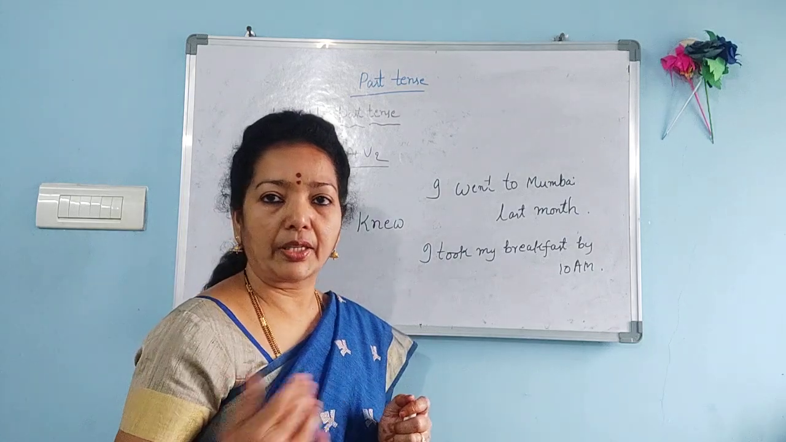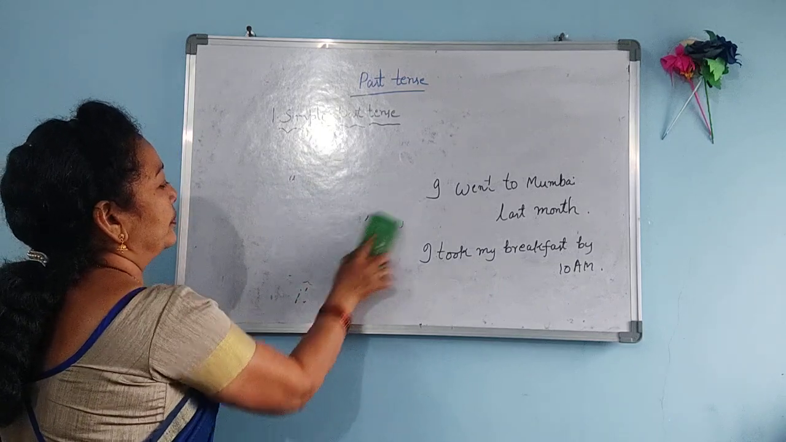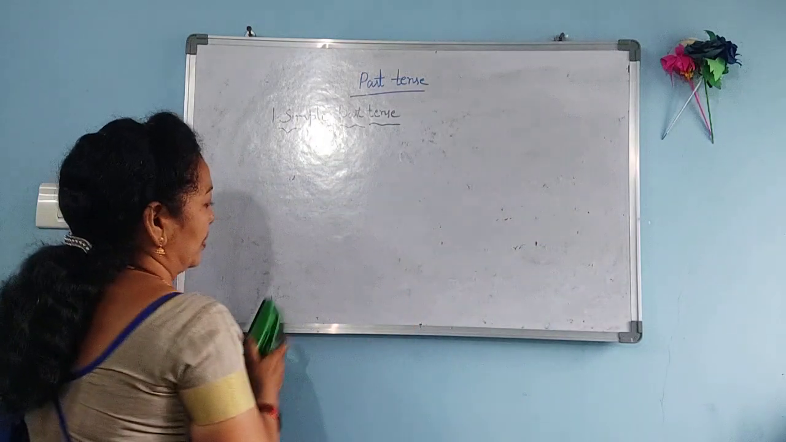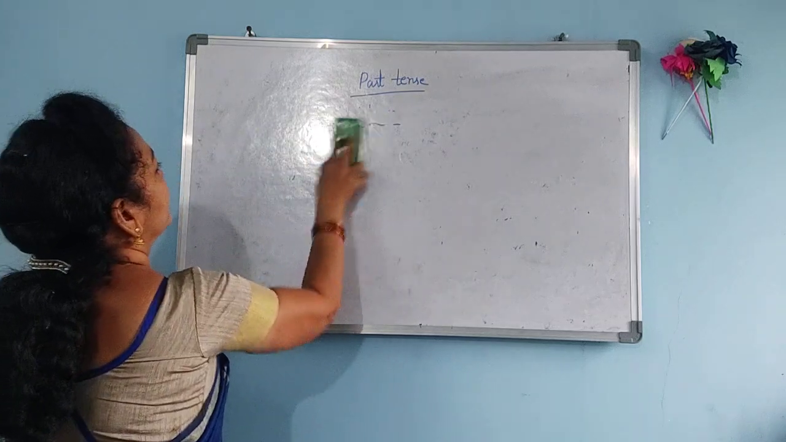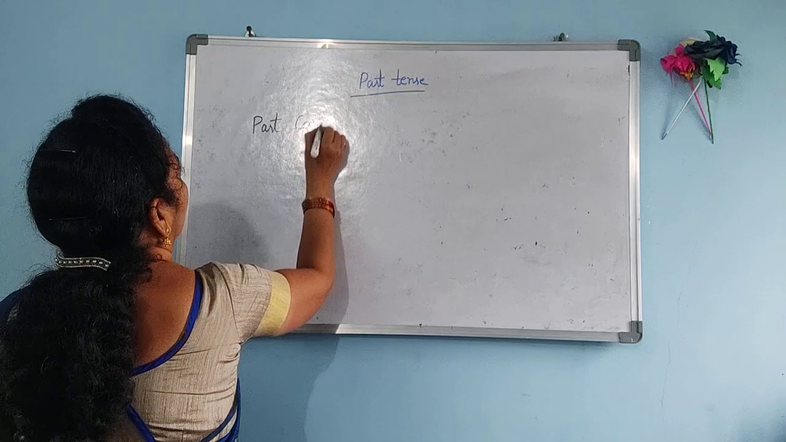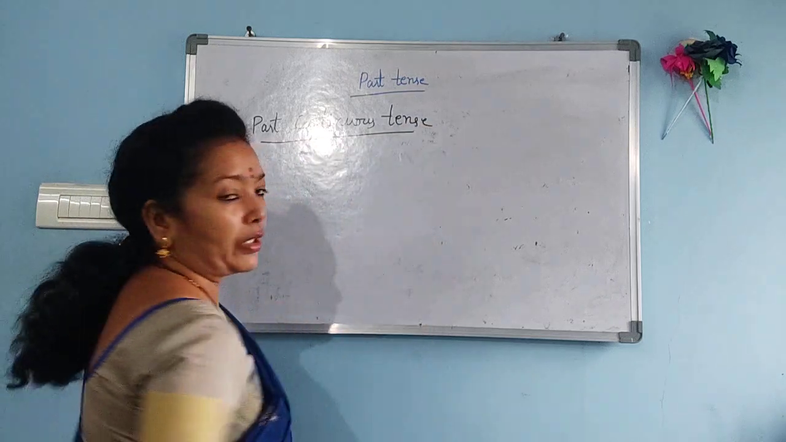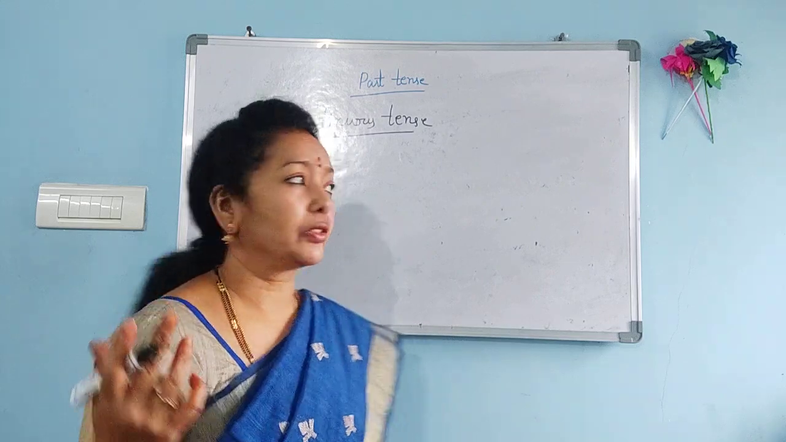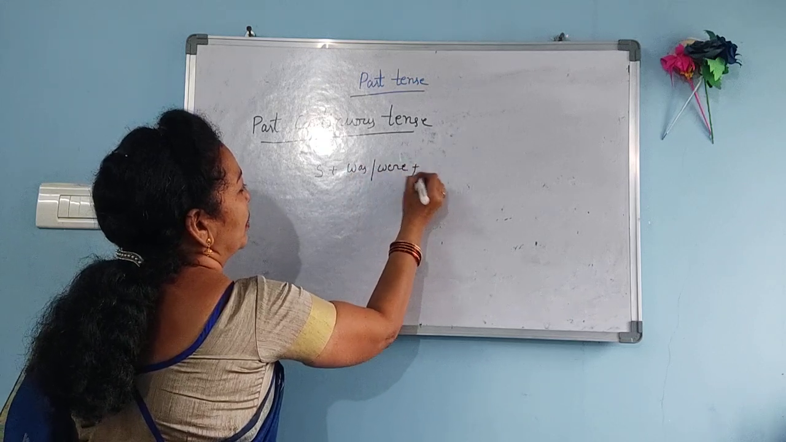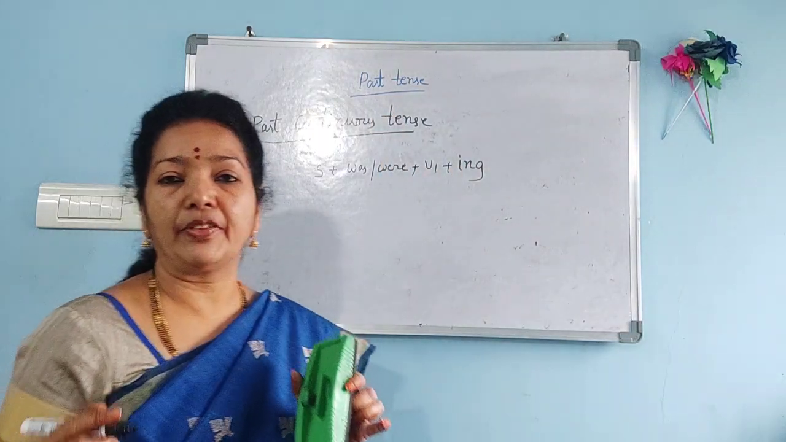Okay, so then next we will learn about past continuous tense. What is past continuous tense? What is the structure of past continuous tense? So this is subject plus was, were, plus V1 plus ing.